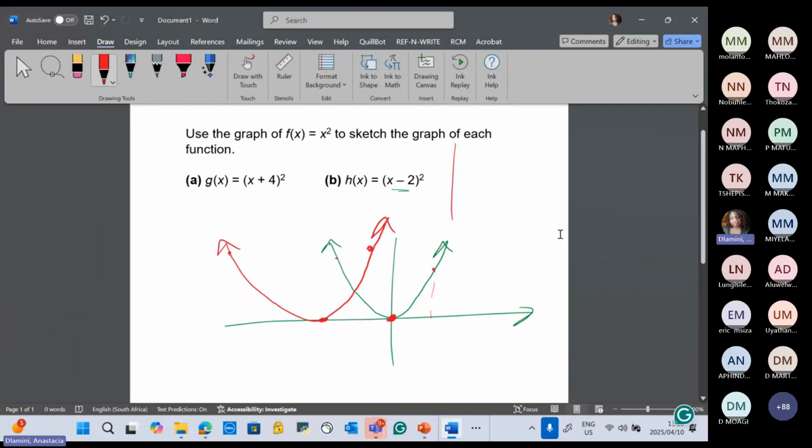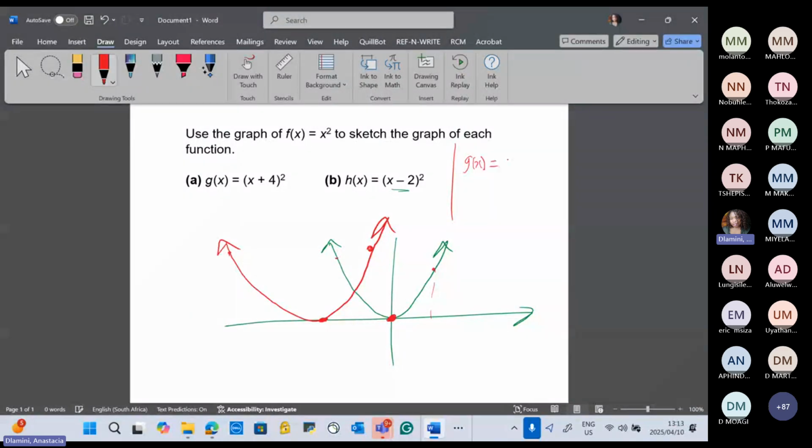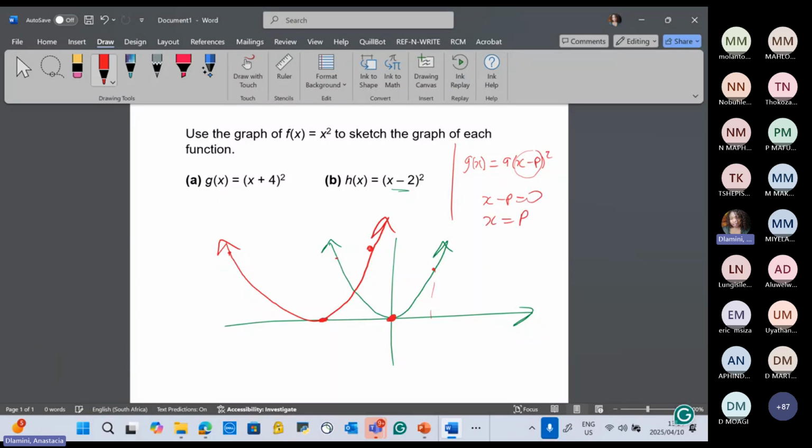Now, if you don't remember whether you're shifting to the left or to the right when adding to the x, do this. Do you see that this is a graph, a parabola of the form a times x minus p squared plus q? In this case, our q is equal to 0. And how did you find the x value of the turning point? You equated this inside to 0, isn't it? You said x minus p equals 0. Therefore, x equals p. That's what you did, isn't it?